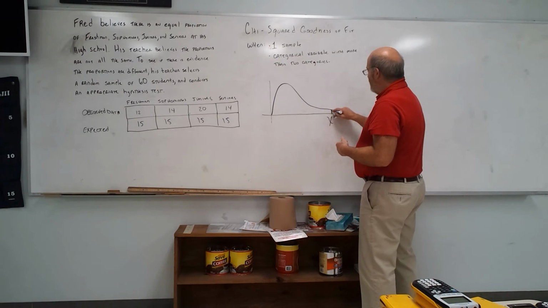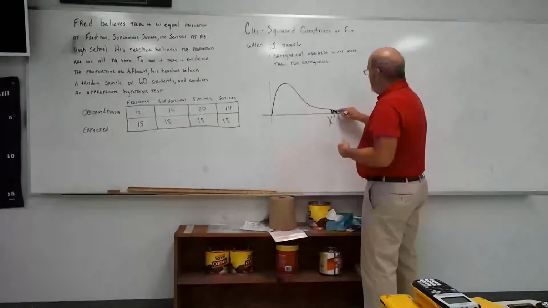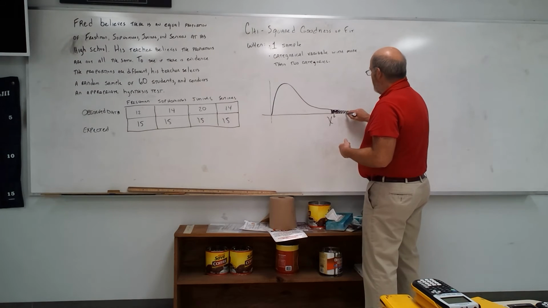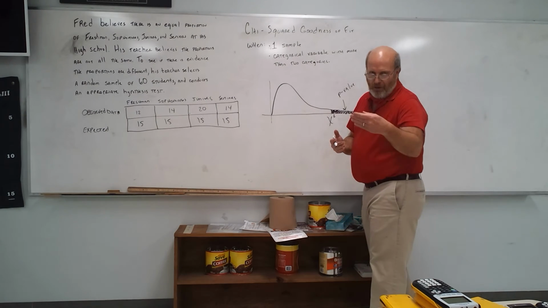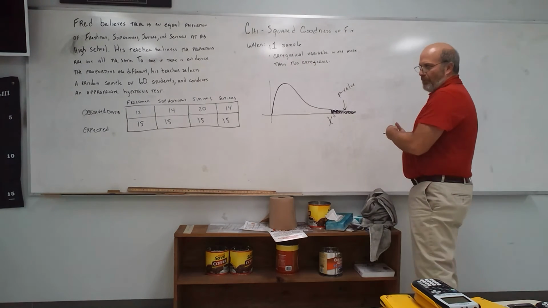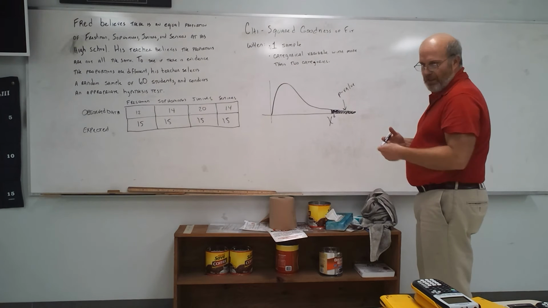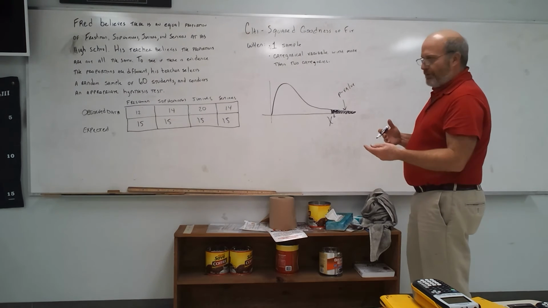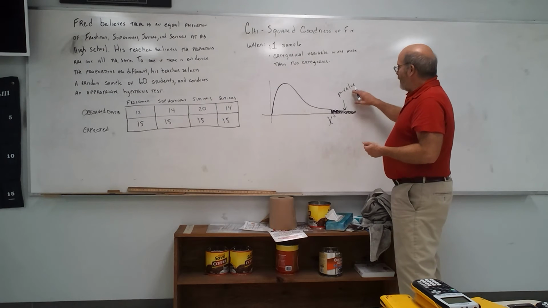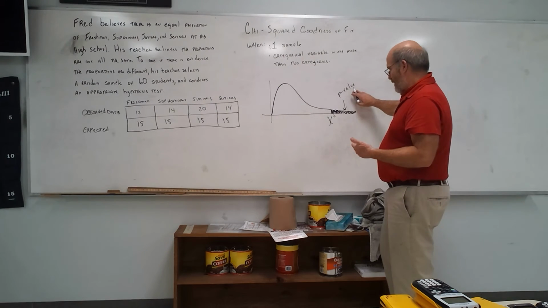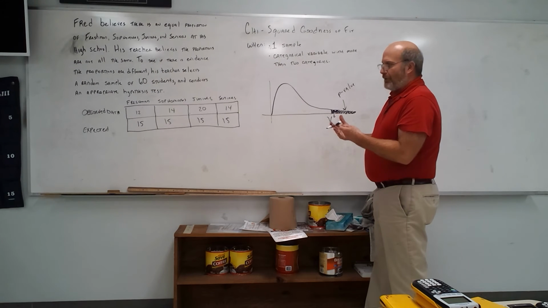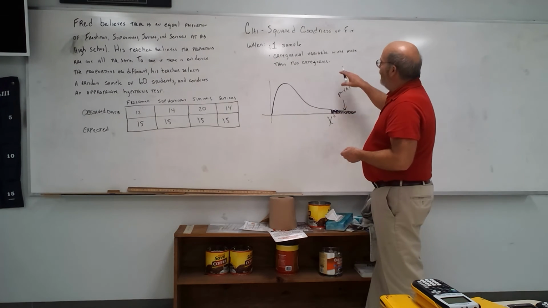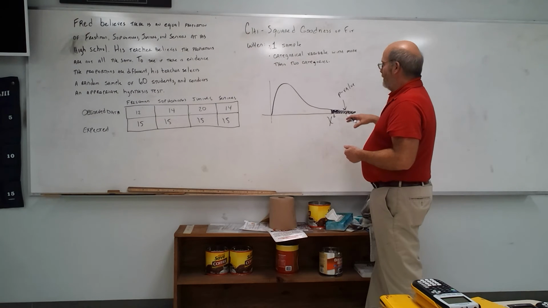And if it lands here, then the area to the right of that chi-square value is going to be our p-value. And we're going to compare that to some alpha, just like we did with the one proportion z-test, the two proportion z-test, the one sample t-test for means, and the two sample t-test for means. We're going to compare that p-value the same way we did with those tests to our alpha, and that's going to give us our conclusions. So this is what a chi-squared distribution looks like.